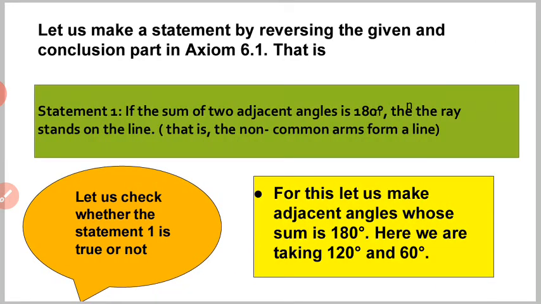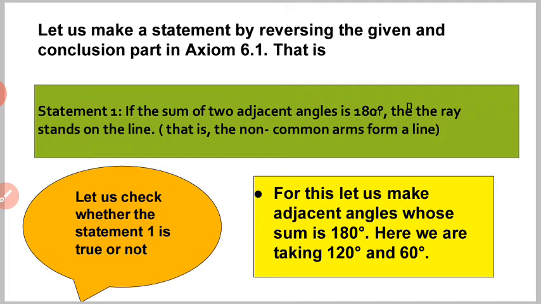If we try to reverse the axiom, that is, if we change the given and conclusion parts, we can make a new statement. And the statement is: if the sum of two adjacent angles is 180 degrees, then a ray stands on a line, that is, the non-common arms form a line.